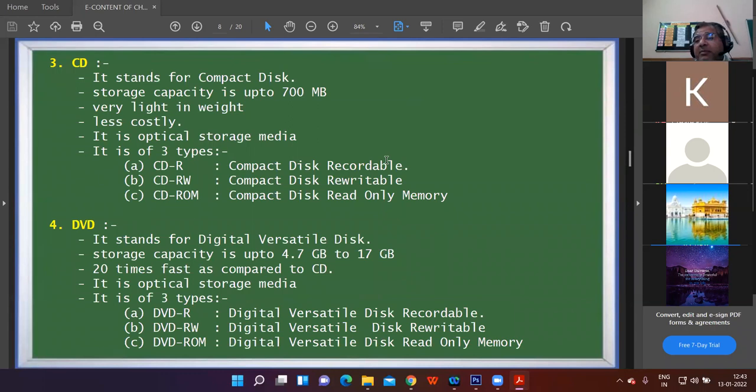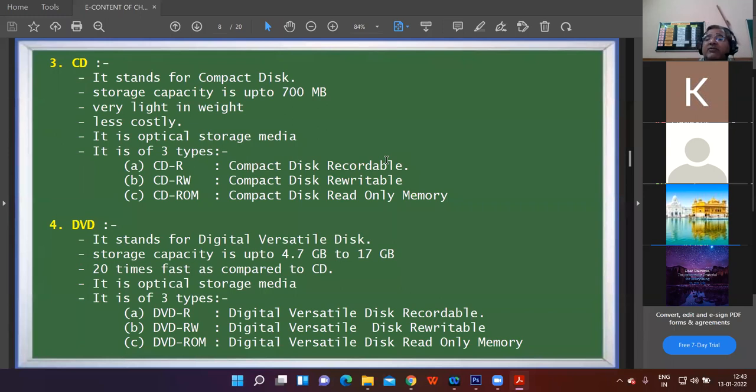Then CD. Beta, CD stands for compact disk read only memory. The storage capacity of CD is 700 MB. It is very light in weight and very economical in price. What are the various types of CD? CDR, compact disk recordable. CDRW, compact disk rewritable. And CD-ROM, compact disk read only memory.